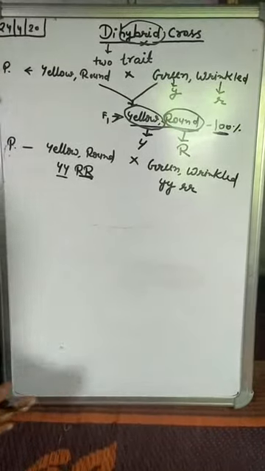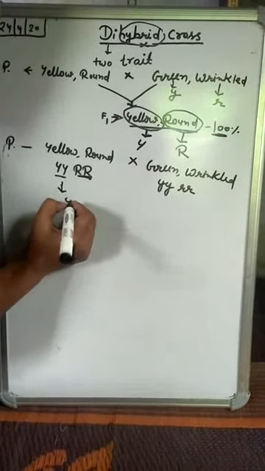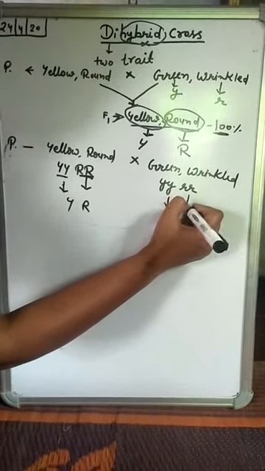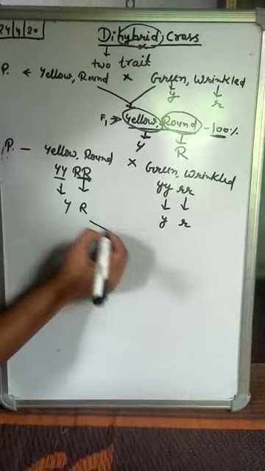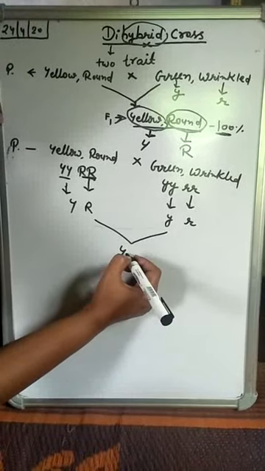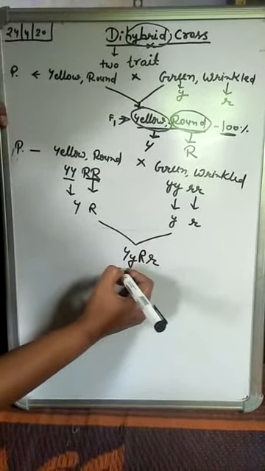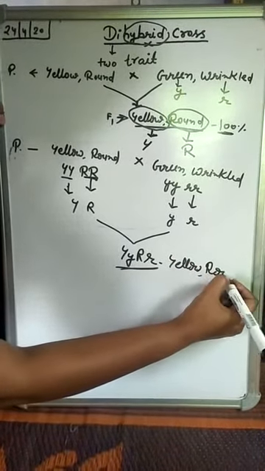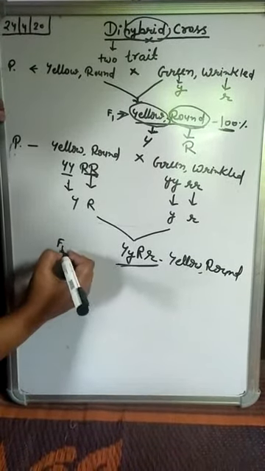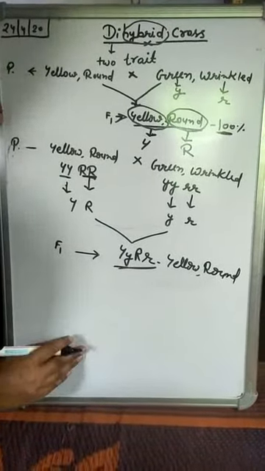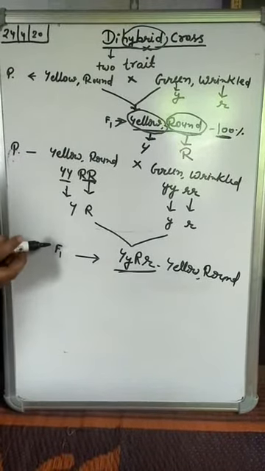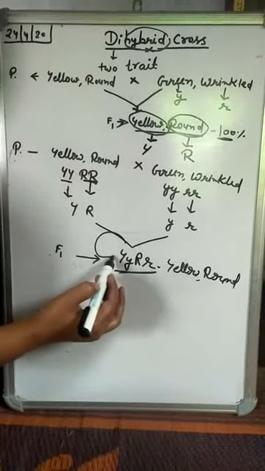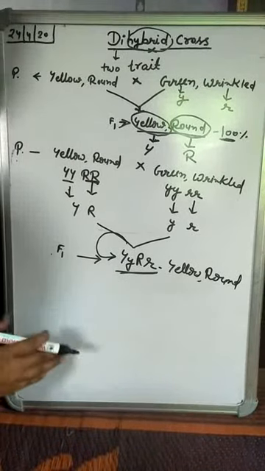As we know, during gamete formation, only one allele comes in one gamete. Their combination produces a hybrid plant with yellow and round shape. This is the F1 generation. Clear? Here you may see that according to the law of dominance, only the dominant features appear in the F1 generation. By selfing of these, we will get the F2 generation.